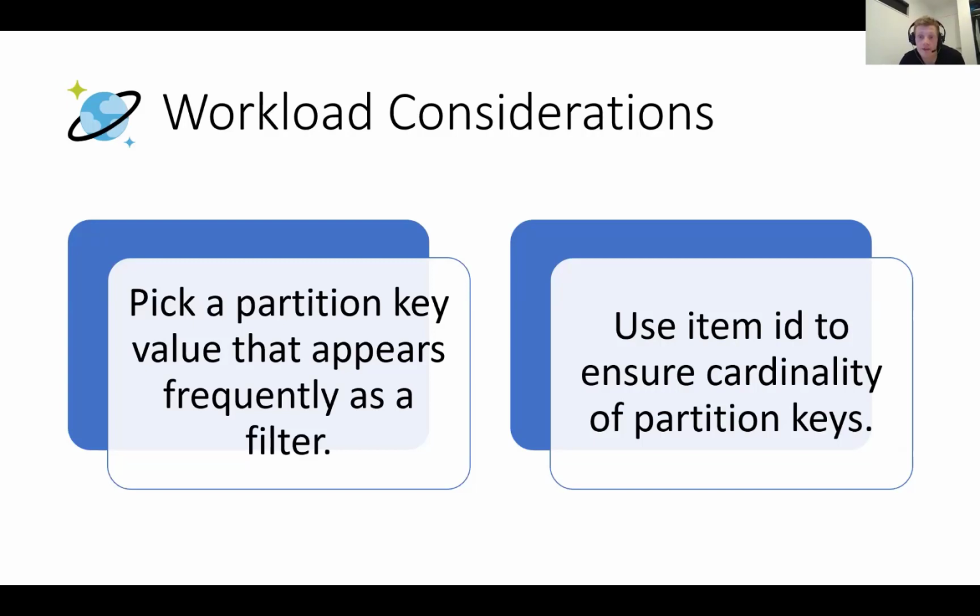Now, for write-heavy containers, we might want to use the ID of the document as our partition key value. The reason for this is that the ID property is guaranteed to exist in every item in Cosmos DB. It has to be unique, and this will help us achieve even distribution in terms of throughput and storage.